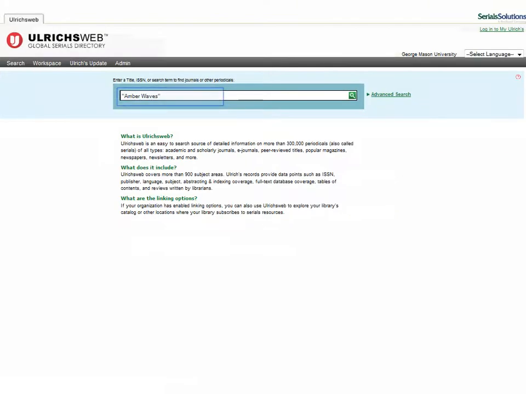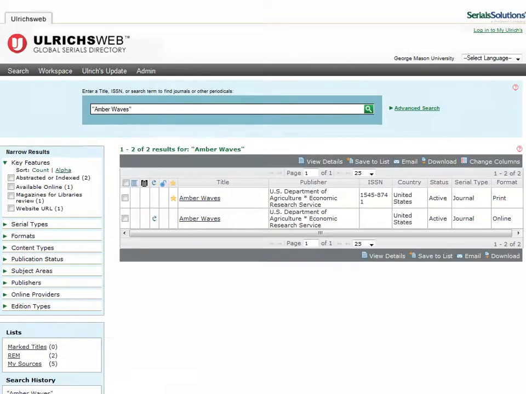Let's search for the periodical Amber Waves. Use quotes to search the journal title as a phrase. Type Amber Waves in quotes in the search box. You will notice this publication is available in print or online. The first thing to look for is the journal status. Amber Waves has a status of active, which means it is still currently being published. If a journal has a status of ceased, it is no longer published and you should not use it.